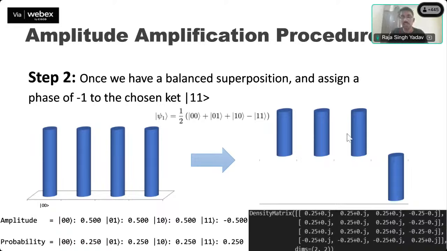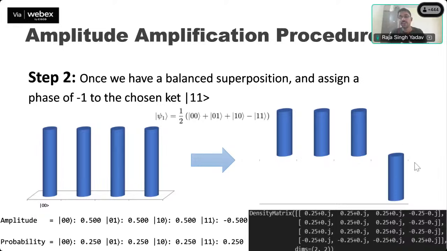Now, once that part is done, I'm introducing a phase to my marked element 1 1 here. That's why you can see it got shifted in the x and minus y plane. It's in the fourth quadrant. Take an example here. As of now, I'm not seeing any difference, and this is just a phase that has been introduced.